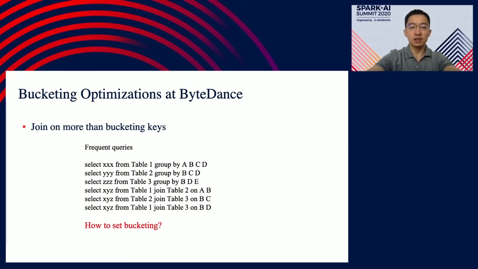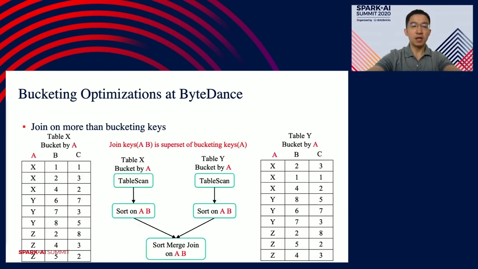If we bucket table 1 with A, B, C, and D, we cannot use bucket join when we join table 1 with table 2. To resolve these problems, we support a mechanism which supports joining on more than the bucketing case. Let's go back to the example. The table X is bucketed on A, and the table Y is bucketed on B. In this way, we do not need to introduce exchange; we can just sort on A and B for table X and table Y. Then we can join table X and Y with sorted join and without exchanging nodes.